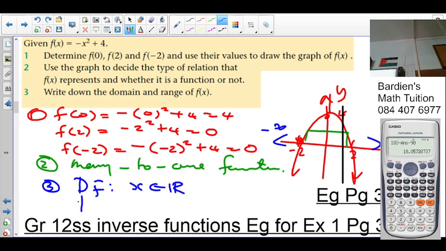Then the range. What is the range of f of x? The range is all possible y values. So does this graph exist at negative infinity? Yes. Where does this graph stop existing at? 4. Can you see that, people? So in other words, y must be less than or equal to 4. You guys understand, eh? But we did this one.